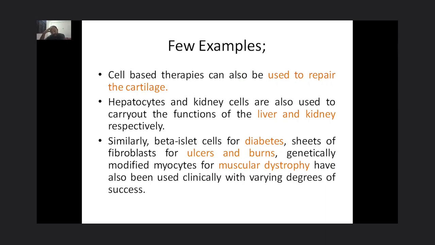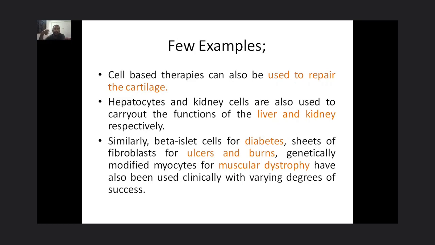So for cartilage also, to restore the function of the cartilage, we can use cell-based therapy. Next, we have hepatocytes and kidney cells, which are used to carry out the function of the liver and kidney respectively. If the liver is not functioning, if any liver defect is there, then hepatocytes are not working properly. So replace the hepatocytes, incorporate the hepatocytes so that you will get a healthy liver. Similarly with kidney cells for the kidney.